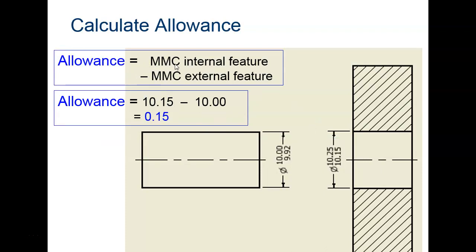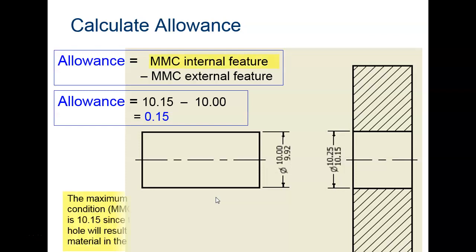You take the maximum material for the internal feature, that's this number. You take the maximum material condition for the external feature, that's this number. Because if this one is 10, that's the biggest the part would be. And if this hole is 0.15, that is the most material you would ever use. So if you subtract those two numbers, you get 0.15. That's the allowance.